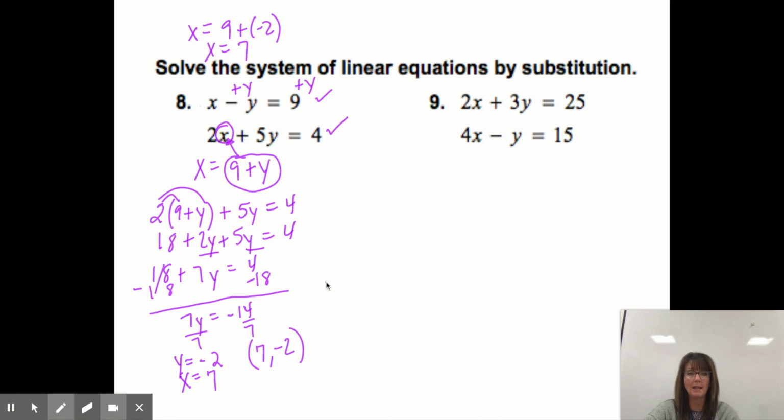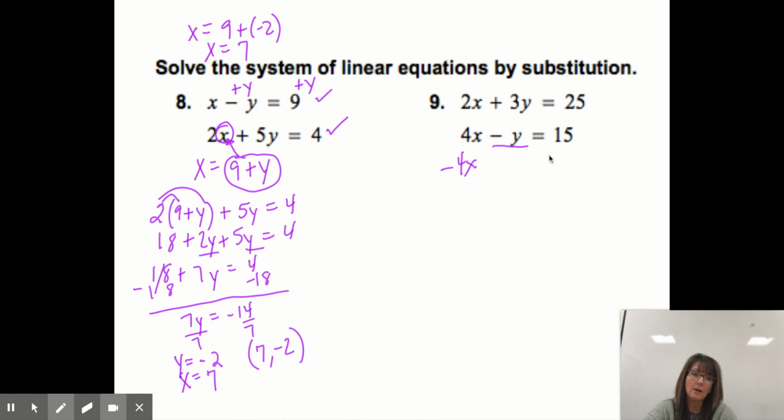For number 9, which equation would we want to solve for, and which variable do you think you'd want to isolate so that we could use substitution? Pause the video and answer that question. Okay, hopefully you said that even though this is a -1 coefficient, that's still going to be the easiest one. Notice that when we're dividing by 2 or dividing by 3, 25 is not divisible by either of those, right? 15 is not divisible by 4. So sometimes you'll have equations that work out perfectly neat and easy, where they're all multiples or factors of each other. This is not one of those cases.